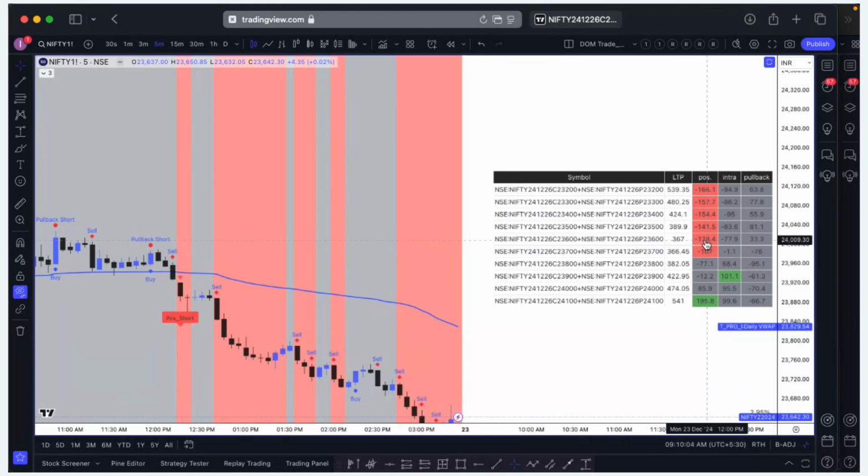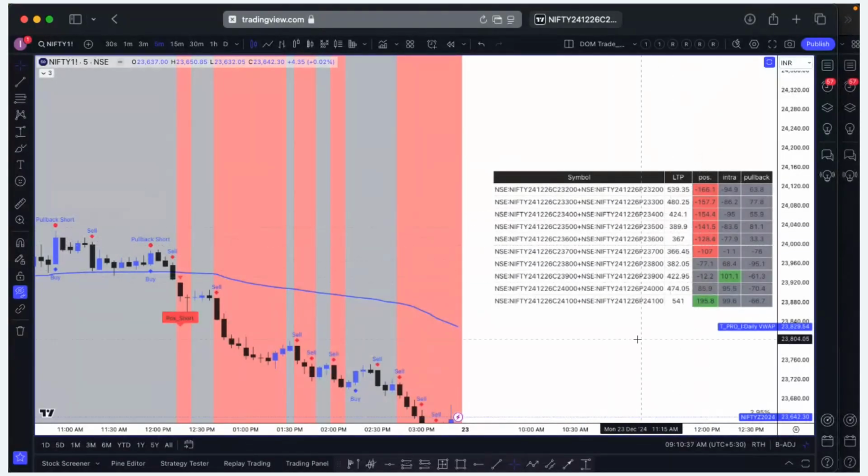The first change you notice is on the intraday column. Later on, the straddle will turn into positional. Now we can see 23,700, 600, 500, 400, 300, 200. All these straddles are positional short. You can see the 23,800 straddle is positional buy. That means you are not supposed to sell straddles beyond 23,700, because from 23,700 to 23,200 it is the sell side. So this is the sell side.